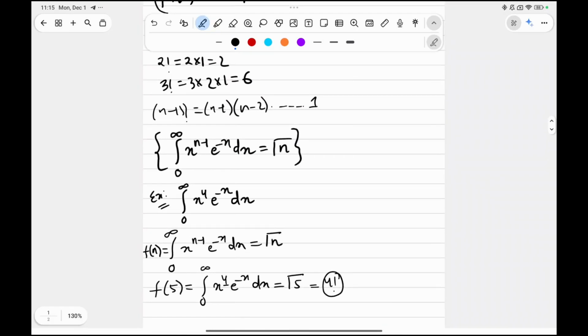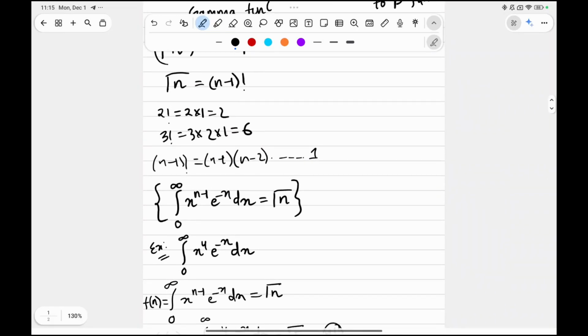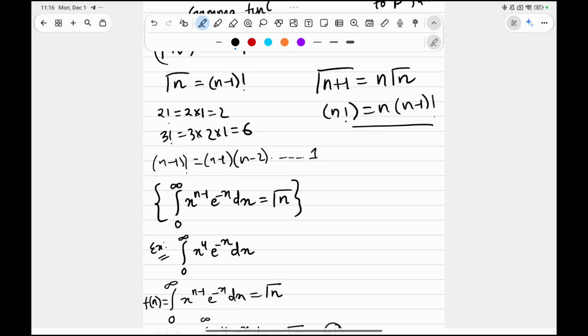So the formula, I have given you all the formulas. There is one more formula that you may learn: gamma of n plus 1 equals n times gamma of n. This is basically n factorial equals n into (n minus 1) factorial. We know we can prove this through integration only, so there is no need in JEE, and I'm not going to derive it.